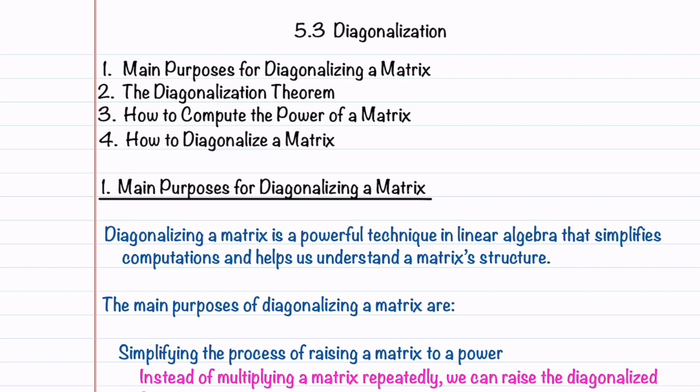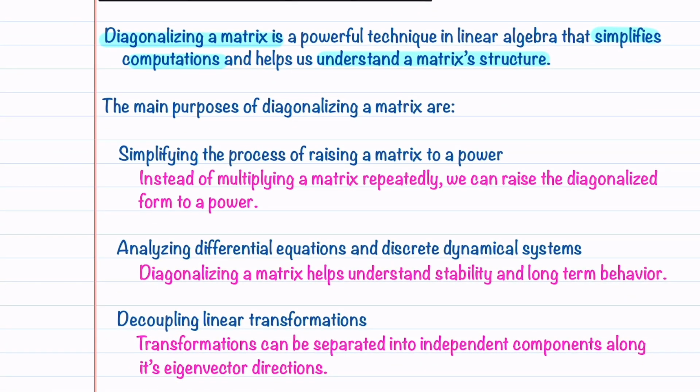Before we walk through example problems, I want to highlight the main purposes for diagonalizing a matrix. Diagonalizing a matrix is a powerful technique in linear algebra that simplifies calculations and helps us understand a matrix structure. The main purposes of diagonalizing a matrix are simplifying the process of raising a matrix to a power. Instead of multiplying a matrix repeatedly, we can easily raise the diagonalized form to a power.